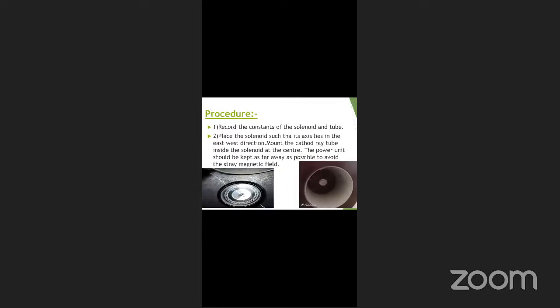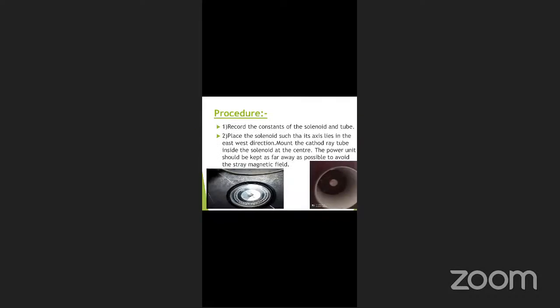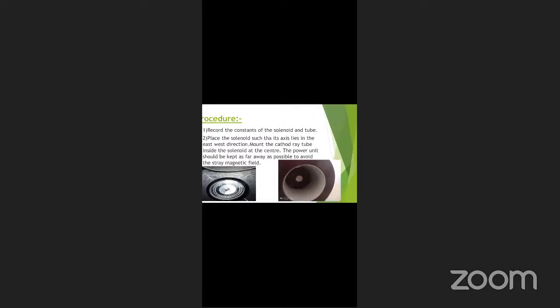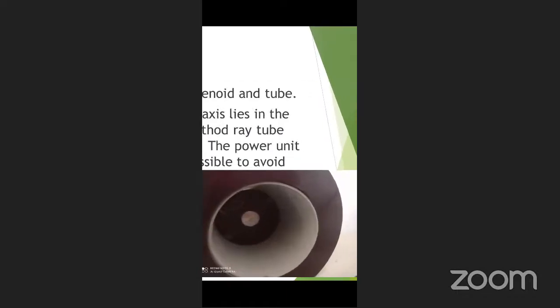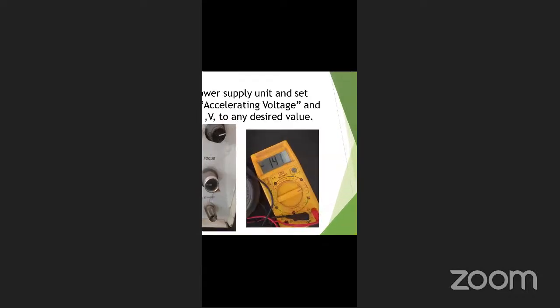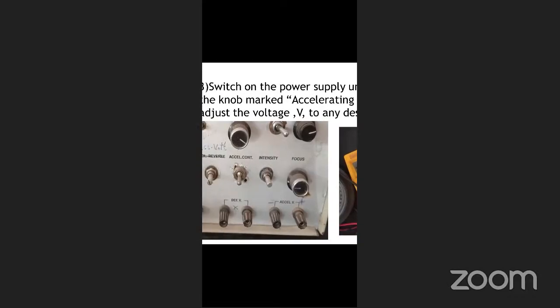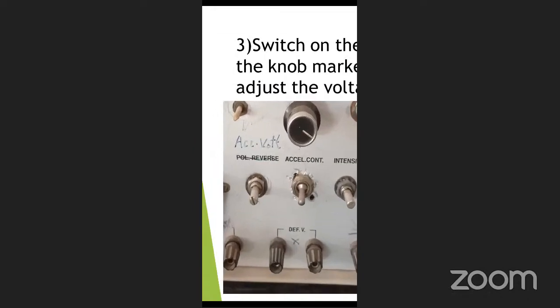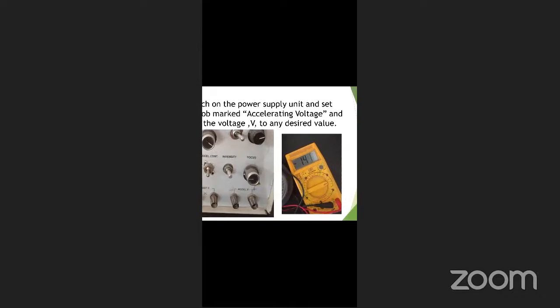Firstly, we will place the solenoid such that its axis lies in the east-west direction. The power unit should be kept as far away as possible to avoid stray magnetic fields. And we mount the cathode ray tube inside the solenoid at the center. Now we will switch on the power supply and set the knob of the multimeter to alternating voltage, and increase the accelerating voltage from this knob, and then we get the desired value of voltage in the multimeter. Now we will set this knob to the X plate.